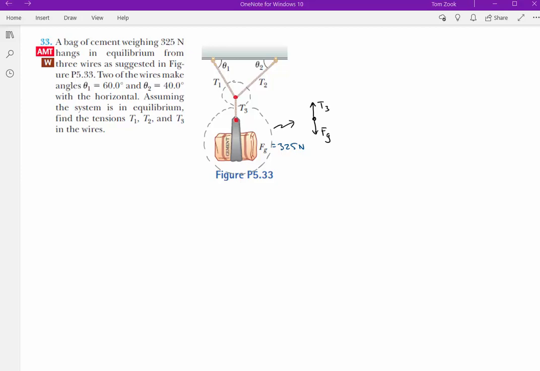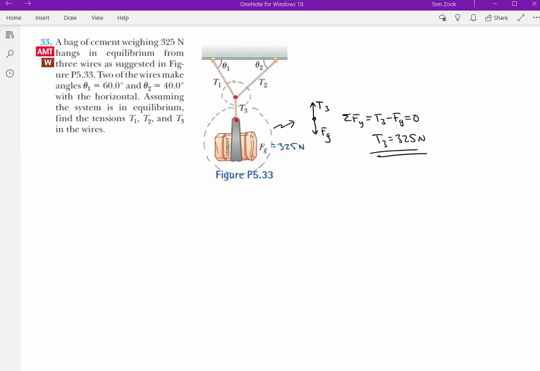Now, I prefer to write it as force of tension 3, but since the book is using capital T's for tension, that's what we'll use. And since the system is in equilibrium, it's not accelerating, a net force equation for that in the vertical direction would be tension 3 minus Fg is equal to 0, which means that tension 3 must be equal to 325 newtons. Now that's key. Without knowing that, we can't solve the rest of the problem. It's going to be kind of academic.